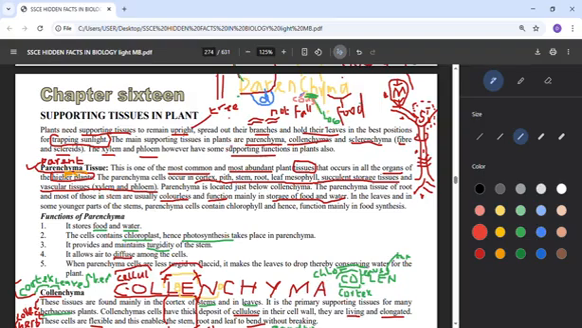The main supporting tissues in plants are the parenchyma, collenchyma, and sclerenchyma. You can just use PSC, like Pascal, to remember: P, parenchyma; S, sclerenchyma; C, collenchyma. So Pascal. Sclerenchyma is divided into fiber and sclereid. You can use SFS, "selfish": S, sclerenchyma; F, fiber; S, sclereid. The xylem and phloem are also supporting tissues.